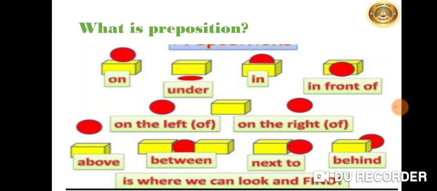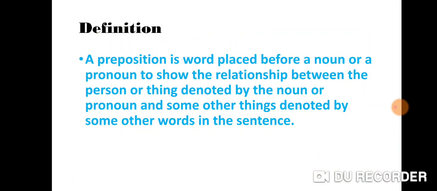Now, when I use these words such as on, under, in front of, on the left of, on the right of, above, between, next to, behind, they tell us the direction in which we have to look or to find. These sort of words are used as prepositions. Now, what is a preposition?